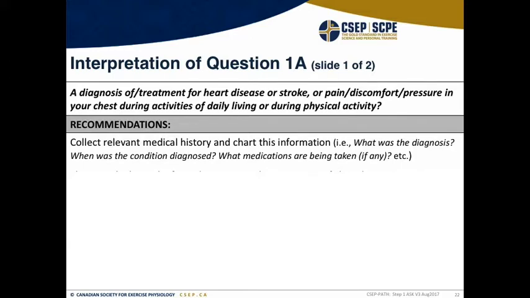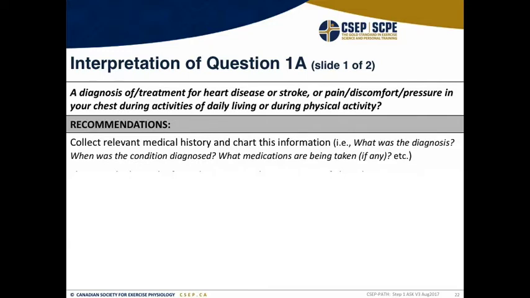You'll notice as we go through the questions on page 1 of the Get Active questionnaire that certain areas are highlighted in blue. And these highlighted blue areas are based on current research and pertain to the CSEP CPT health risk screening form that I'll discuss in just a few moments.